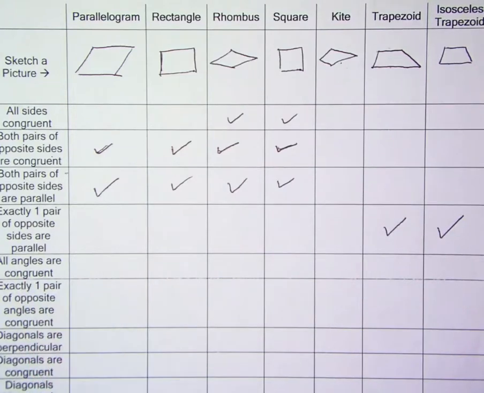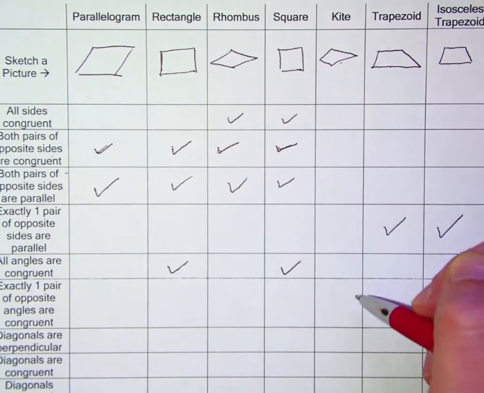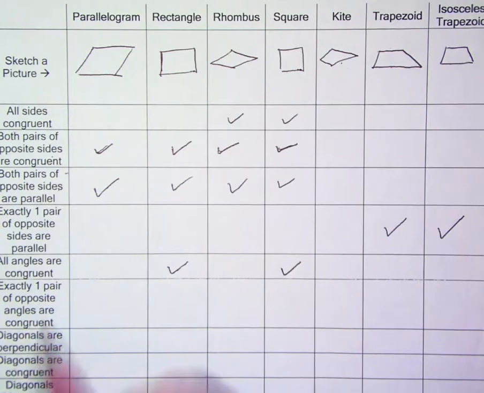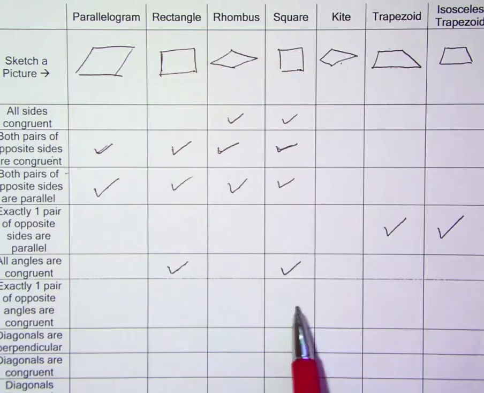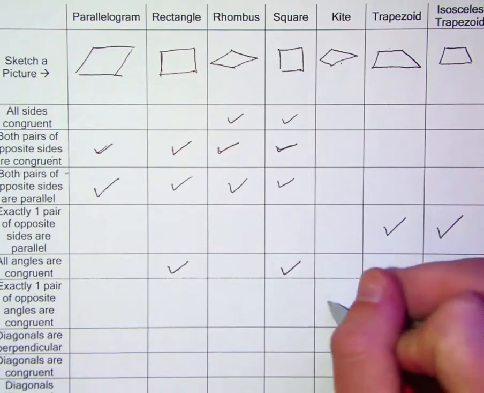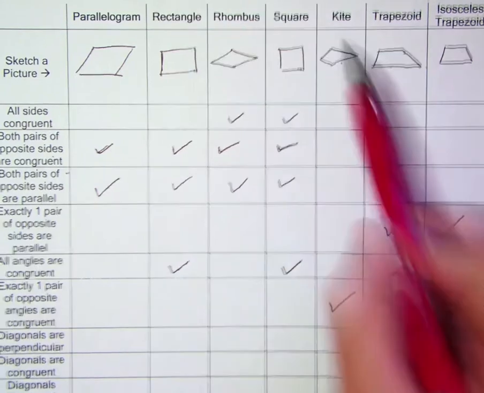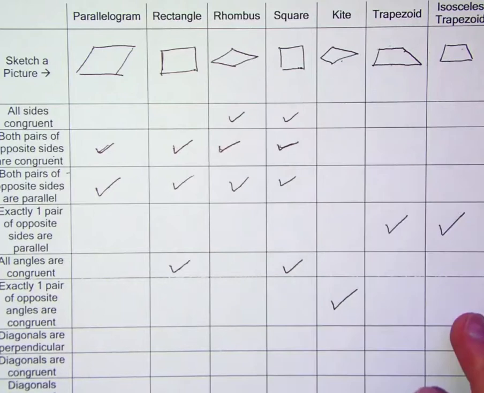All angles are congruent. Another word for that, equiangular. Well, that's the rectangle and the square. Exactly one pair of opposite angles are congruent. Trickier one because these all have both pairs of opposite. It's the kite. Trapezoids have no opposite angles congruent. This just has the non-vertex. Dot the vertex, arc the non-vertex.